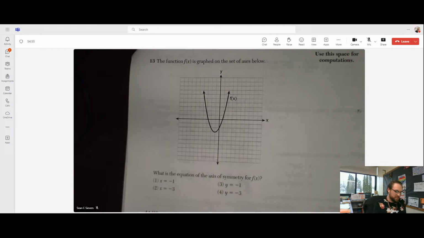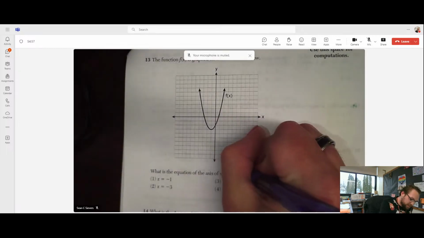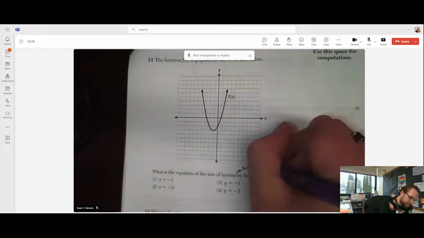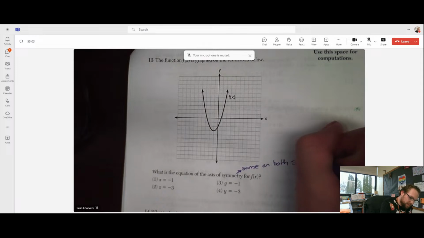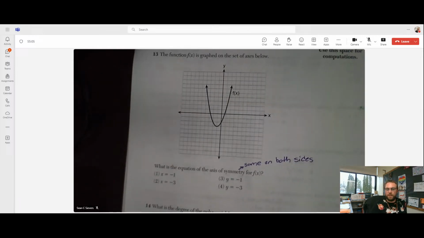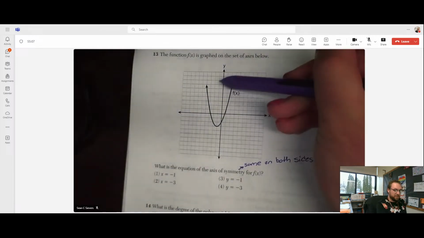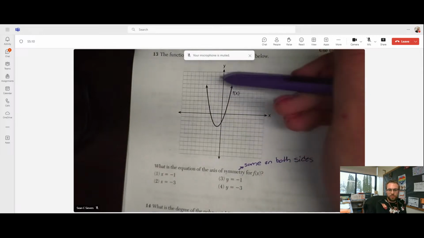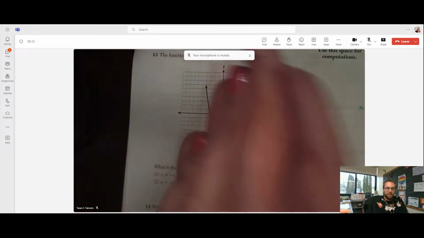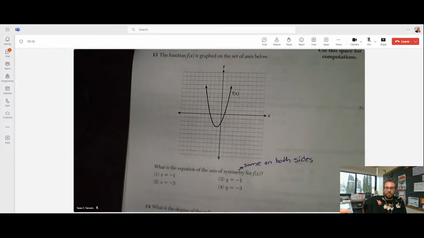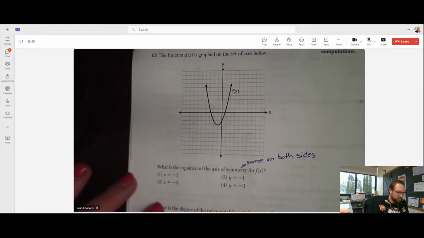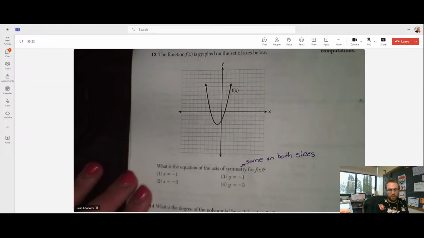So the word symmetry, this means same on both sides. Okay, so I want to basically find the line, a vertical line that goes through this graph, that if I folded this graph in half, it would sit directly on top of each other. It's going to look the same on both sides. Okay, so I'm just going to do this one for you guys just because we haven't gotten into it yet.